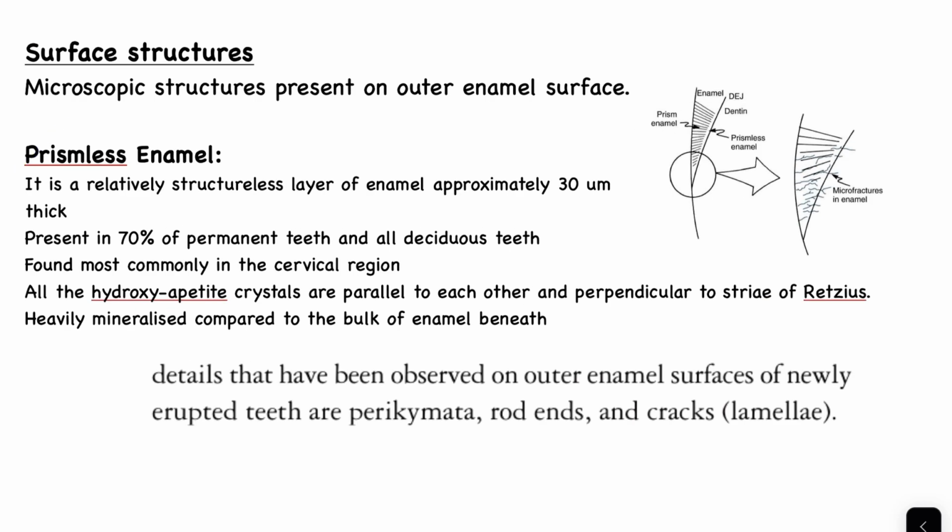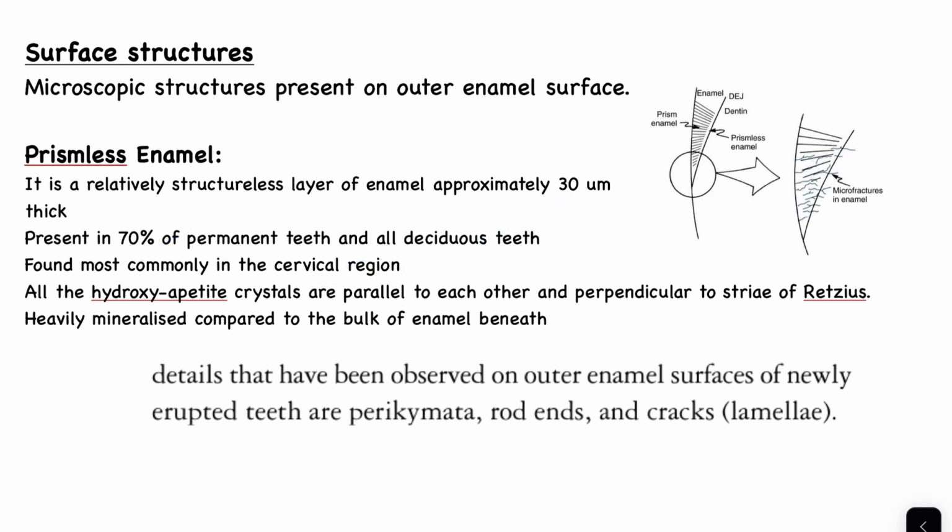What is prismless enamel? So normally the rods of the enamel are arranged regularly, okay? But in the prismless enamel, this area, the rods are very haphazardly arranged, okay? So this is called prismless enamel. It is approximately 30 micrometers thick and it is generally present in the cervical region. It is present in 70% of permanent teeth and all deciduous teeth, okay?